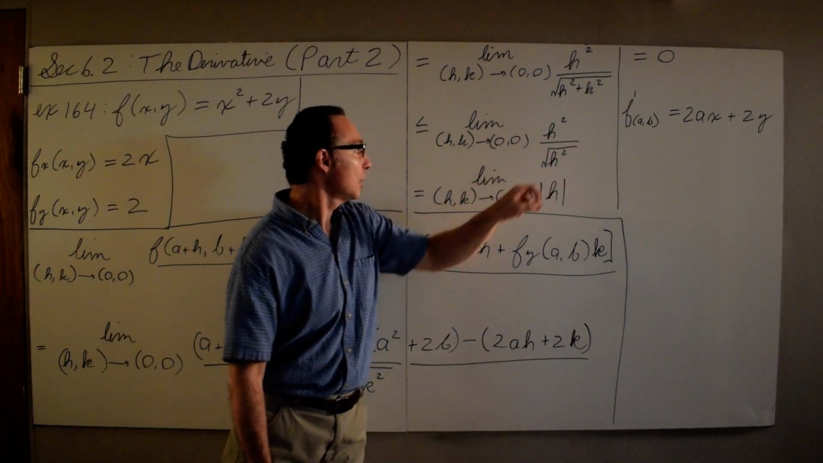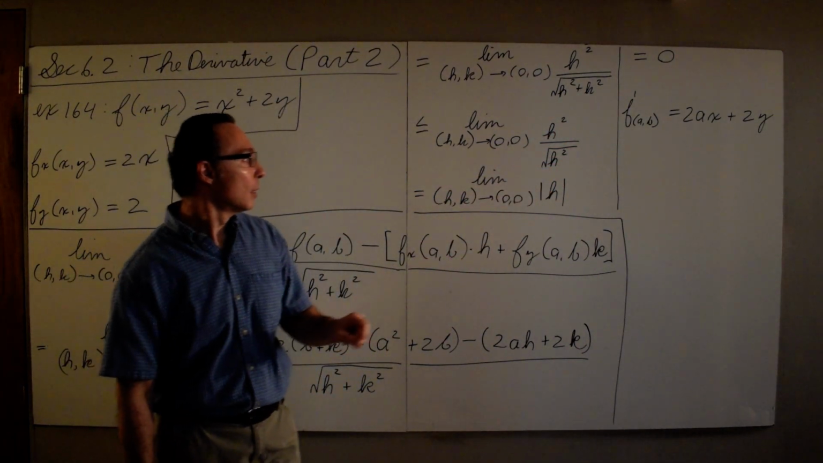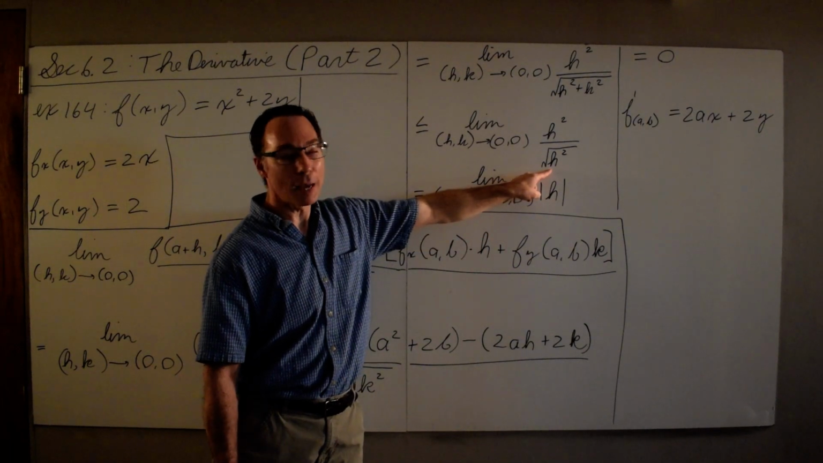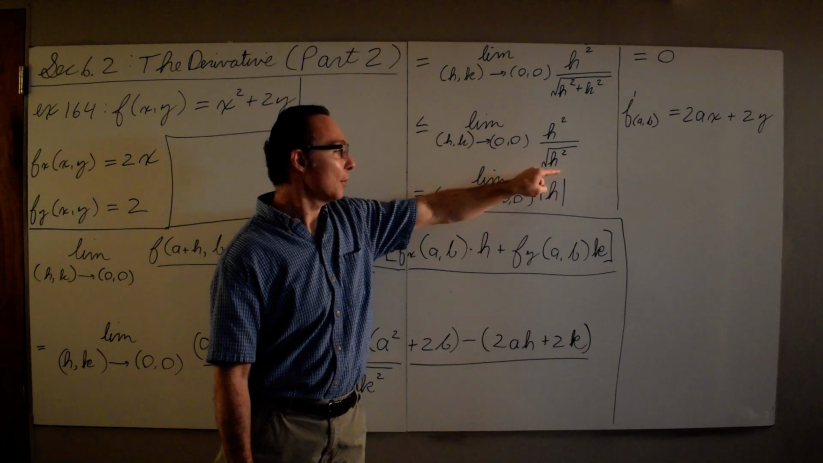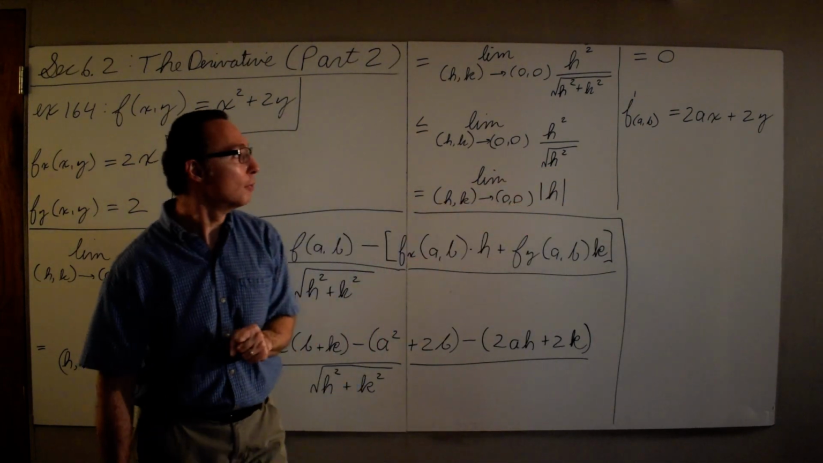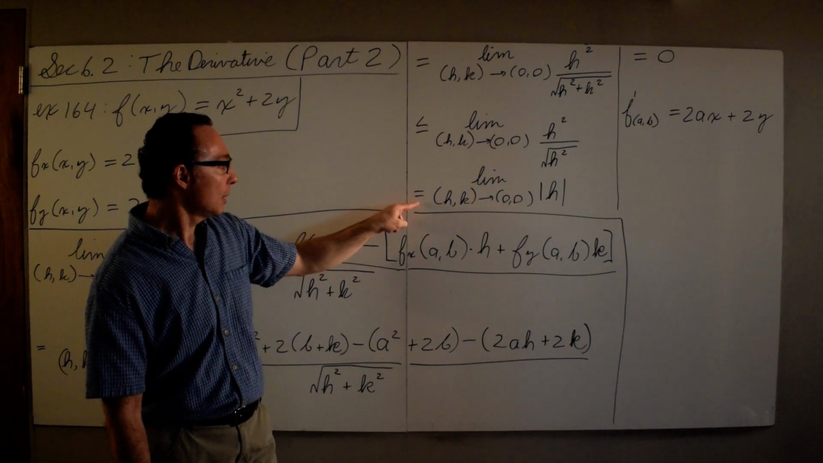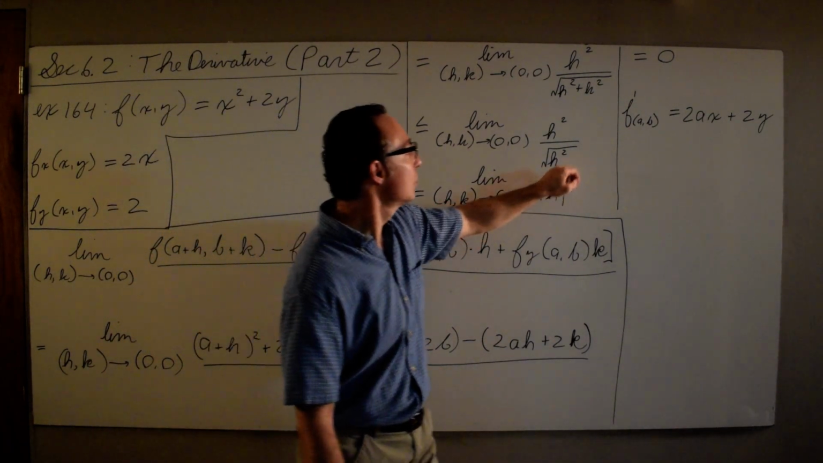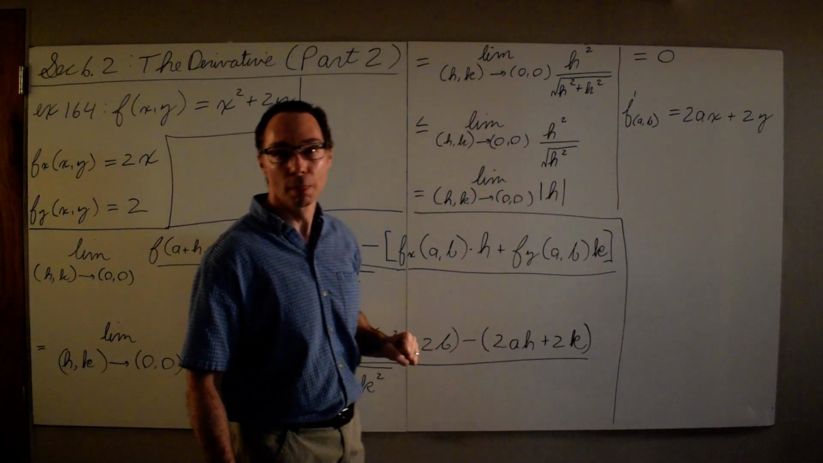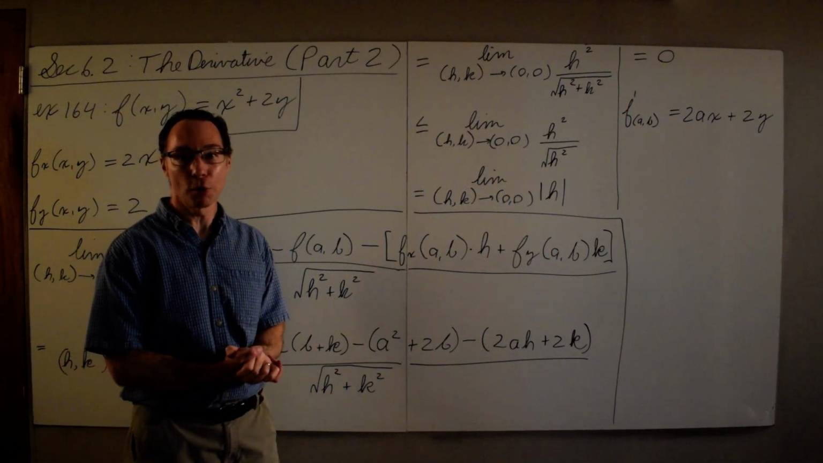h squared divided by the square root of h squared. What's the square root of h squared? It's the absolute value of h. So h squared divided by the absolute value of h is again the absolute value of h. This limit, as (h,k) goes to (0,0), of the absolute value of h is simply 0. That proves that our function is differentiable.